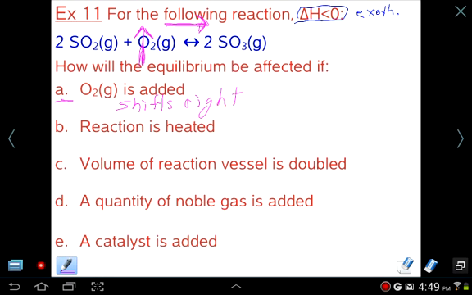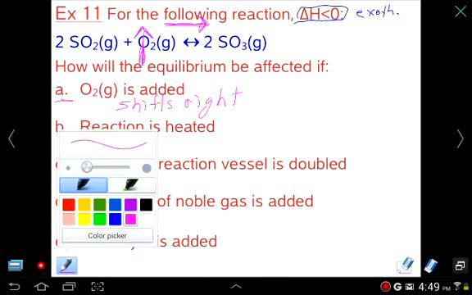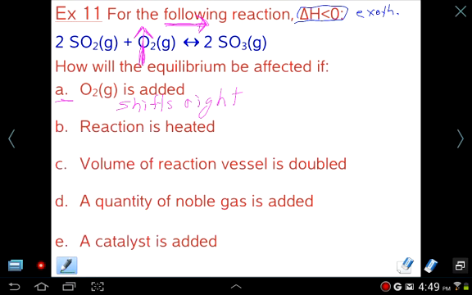to reestablish the equilibrium. When we heat the reaction in part B, when the reaction is heated, because our system is exothermic, we can think of heat as a product. So when we heat the reaction, we're effectively increasing how much heat product we have. So the system shifts to the left to remove that heat product. So in this case, the shift would be left.